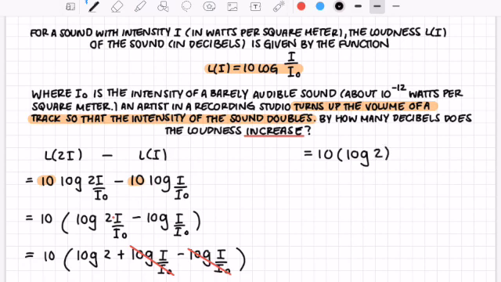And so the loudness increased by 10 log 2 decibels, which is about 3 decibels in total. Okay, so hopefully this helped. Good luck.